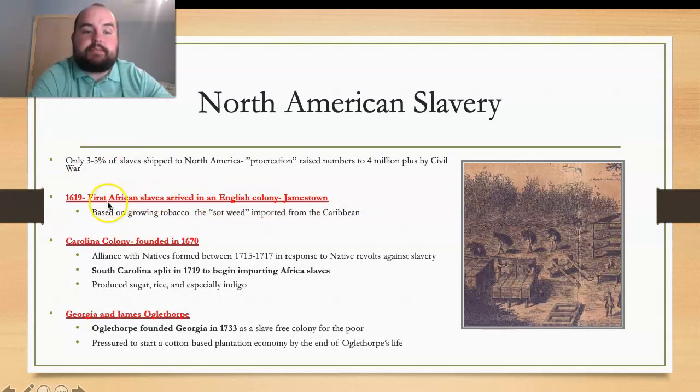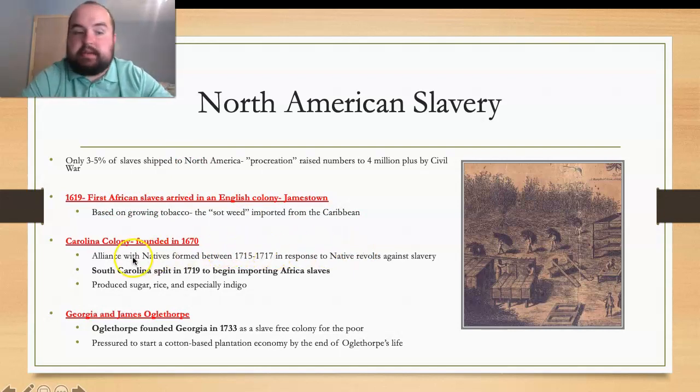This was based on growing tobacco, their cash crop, or the sot-weed as they called it, which was imported from the Caribbean and grown primarily in places like South Carolina and Georgia. The Carolina colony, that's us, was actually founded in 1670. An alliance was actually formed with the natives of the area between 1715 and 1770 because Native Americans were revolting against slavery.